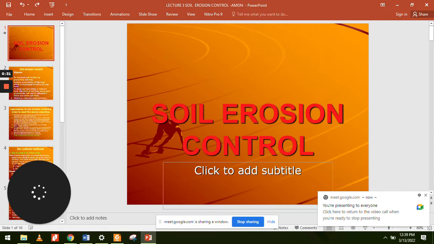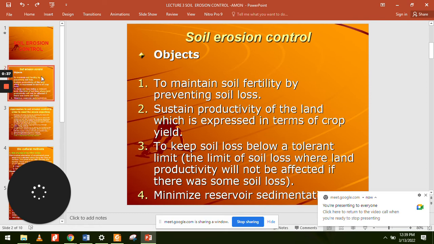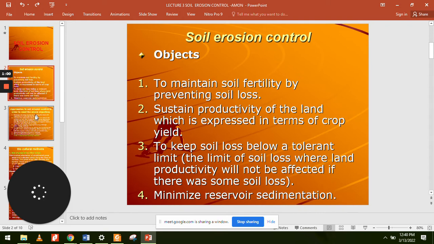Yes. So today we are going to learn about soil erosion control, and we are going to begin with the objectives of soil erosion control. Number one is to maintain soil fertility and prevent soil loss. Number two is to sustain productivity of the land, which is expressed in terms of crop yield. Number three is to keep soil loss below a tolerable limit. And number four is to minimize reservoir sedimentation.